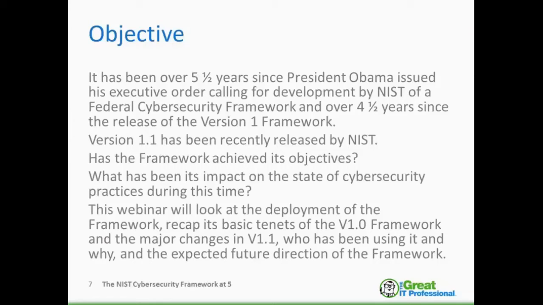NIST recently released version 1.1, and so the question would be: is this thing working? What is it? Has it had any impact? So that's what the focus of this webinar is going to be.